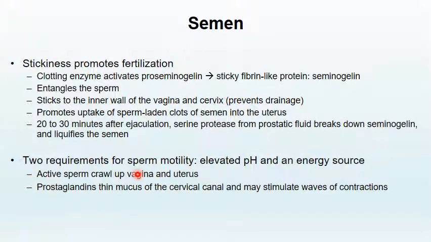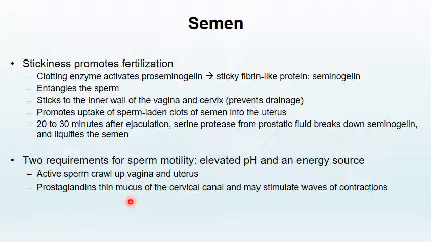So the other things that we have, we do have a couple of things that help the sperm become motile. So elevated pH and an energy source. So prostaglandins are going to help thin out our cervical mucus in the female reproductive system, and also potentially help with waves of uterine contractions, which are going to help sort of draw the sperm up into the female reproductive system. The pH of the vaginal canal is between 3.5 and 4, so it's going to be very acidic. The prostatic fluid has a buffer in it. It's going to bring that pH up to about 7.5. So again, that's going to help those sperm live.